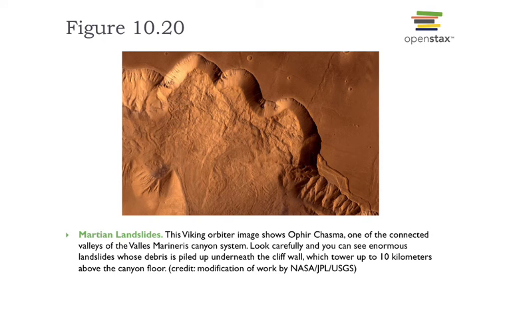Here's an image of a landslide, and we can see all this debris there. So again, a landslide means there is activity happening on the surface, and we can see that buildup there. This is on that canyon floor.